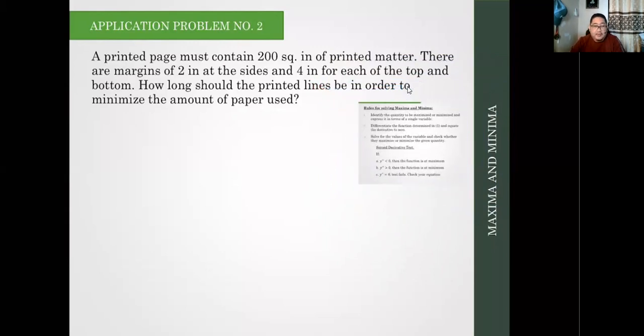Okay? So, number 1 kailangan analyze natin problem. We have a printed page na kailangan mag-contain siya ng 200 square inch na printed matter. So, meron tayong paper, no? Okay. Yan yung paper natin. And then meron doon tayong printed matter sa kanya na 200 square inch. May binigay na margin. So 2 inch sa side.